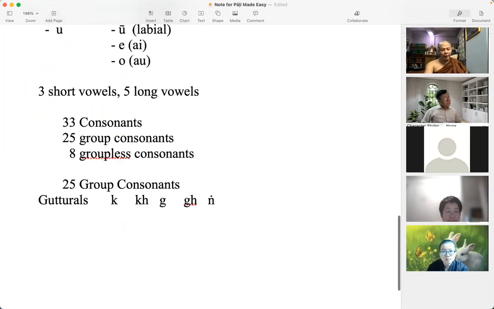And then these five consonants come from the guttural. They are related to the throat, so they are called the guttural group. And their order is also important to know.